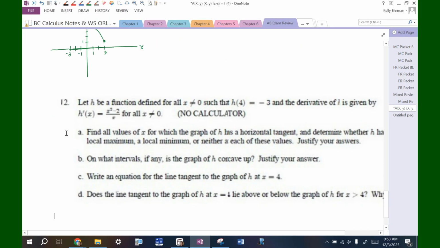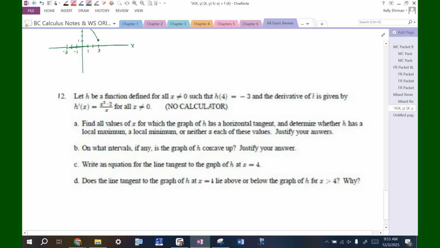All right, so number 12. Let h be a function defined for all x not equal to 0 such that h of 4 equals -3. So here's an ordered pair, (4, -3). And the derivative of h is given by h prime of x equals (x squared minus 2) over x for all x not equal to 0. And this is no calculator.